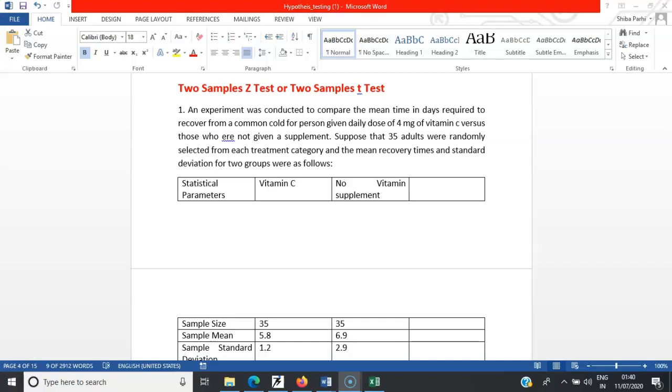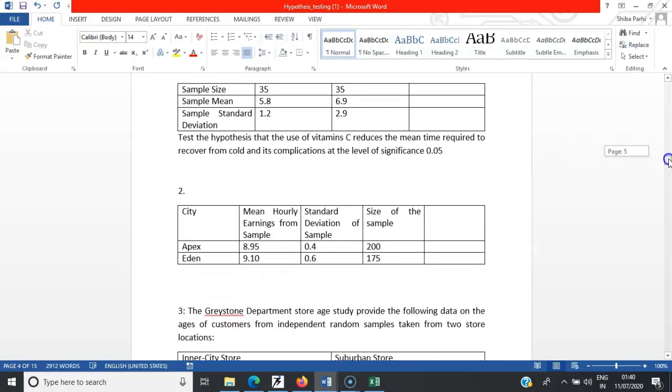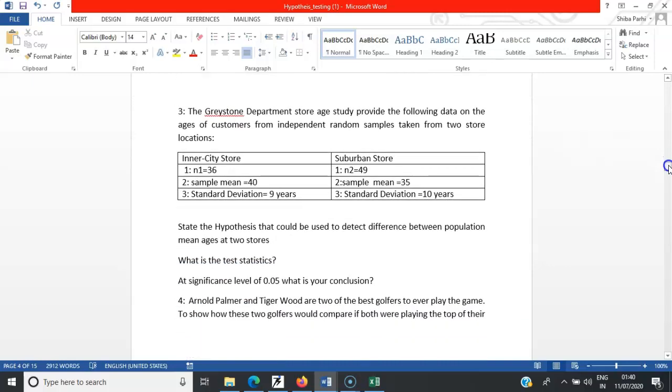So similarly, in this case, we can have two different populations, and for the two different populations, I can do the two sample Z test. So let us take an example, then we'll understand it in detail.